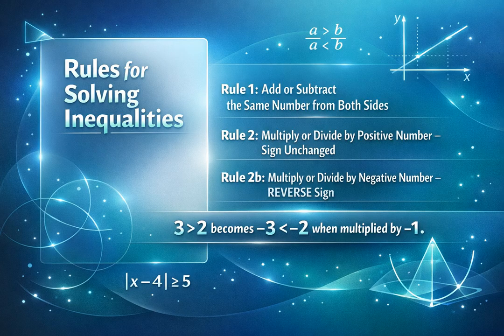Here are the key rules for solving inequalities. Rule 1. You can add or subtract the same number from both sides without changing the inequality sign. Rule 2. Multiplying or dividing by a positive number keeps the sign the same. But here's the crucial one. Rule 2b. When you multiply or divide by a negative number, you must reverse the inequality sign. For example, 3 is greater than 2 becomes negative 3 is less than negative 2.